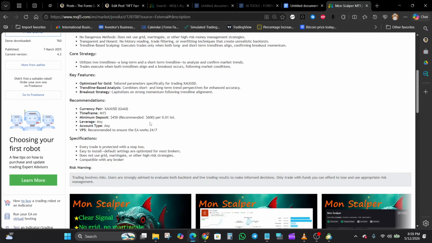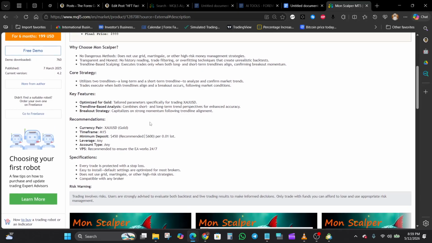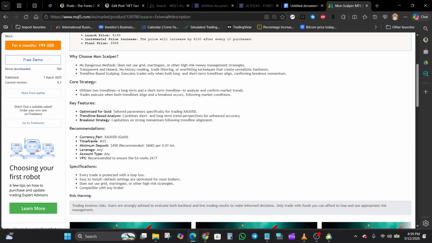Now, moving into the features section, the strategy explanation is actually quite straightforward. The EA uses both long-term and short-term trend line analysis together before taking trades, which is intended to help filter out weaker market conditions and focus on stronger momentum moves after breakouts occur. The marketplace page also mentions that every trade is protected with a stop loss, and the default settings are already optimized for most brokers, which can make initial setup easier for users who prefer a simpler installation process.